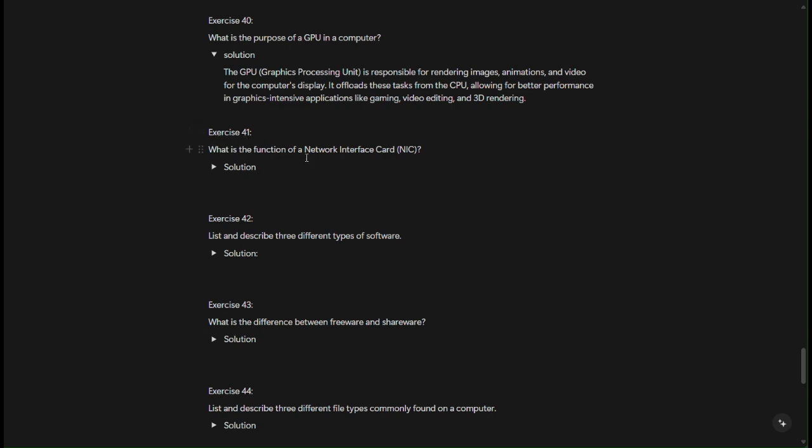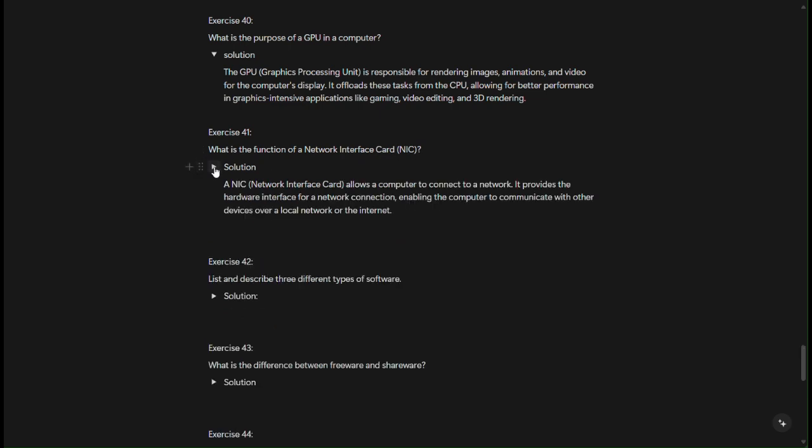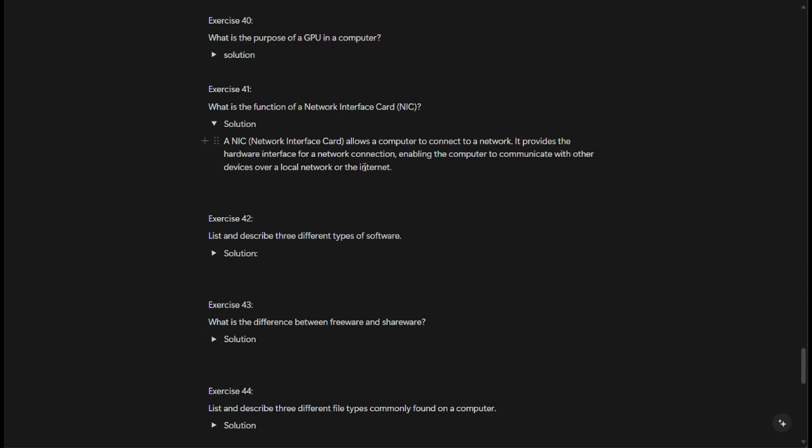Now, 41. What is the function of a network interface card, NIC? A NIC, or network interface card, allows a computer to connect to a network. It provides the hardware interface for a network connection, enabling the computer to communicate with other devices over a local network or the internet. This is the importance of the network interface card.